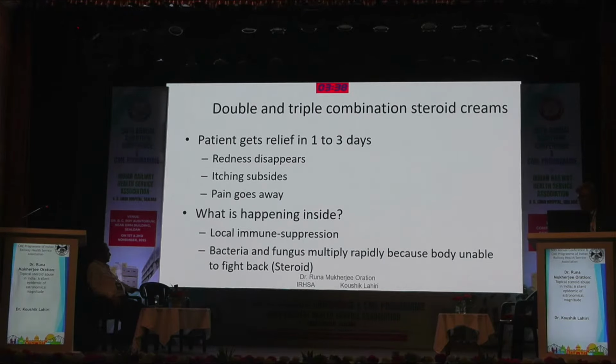Why are the double and triple combinations bad? Because the patient gets relief in 1 to 3 days, the redness disappears, the pain goes away. But what happens inside? The local immunity gets suppressed. Bacteria and fungus rapidly multiply because the body is unable to fight back.